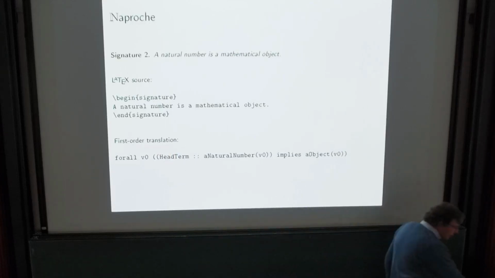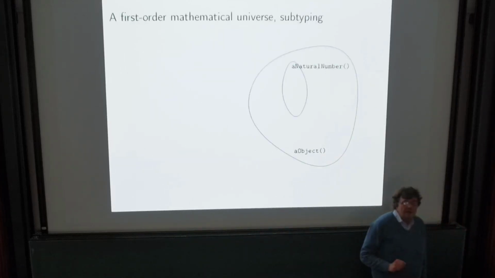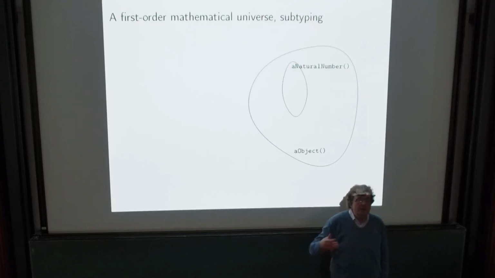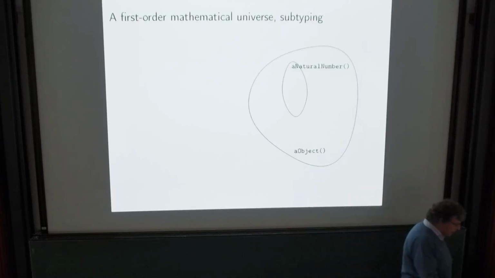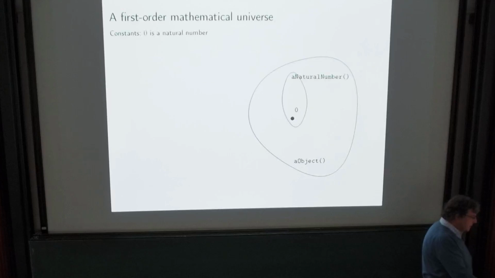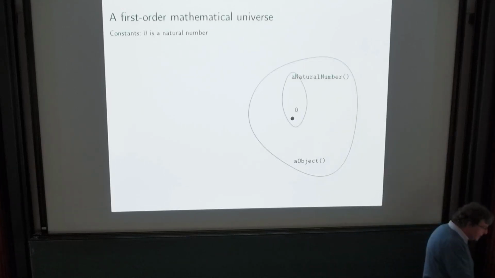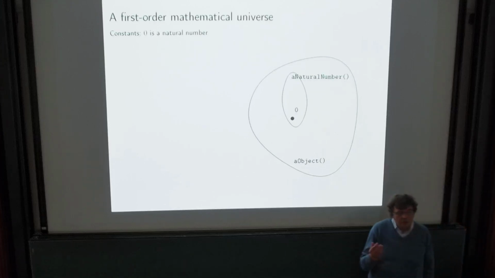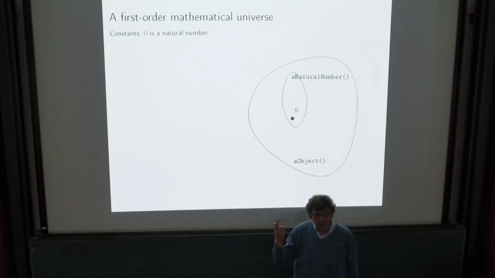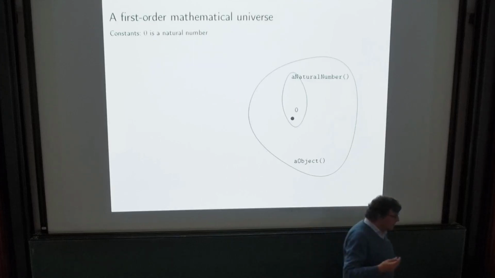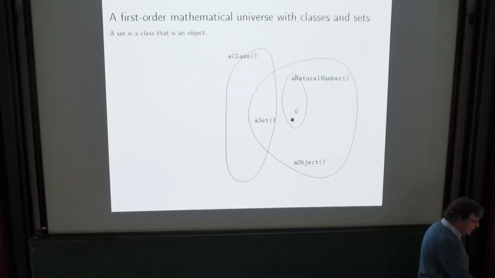But then the word to you looks like that. You have a domain of objects, and inside is a subdomain, a subrelation or so, a subtype of natural numbers. And then you inhabit that with constants. So in first order logic, of course, we have to worry about relations, functions, and constants. So here some constants are added.